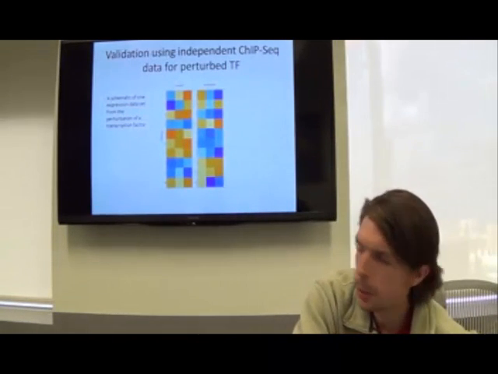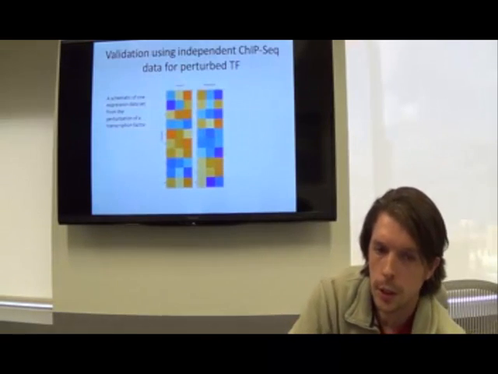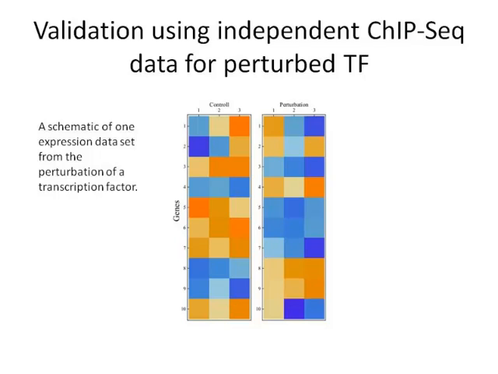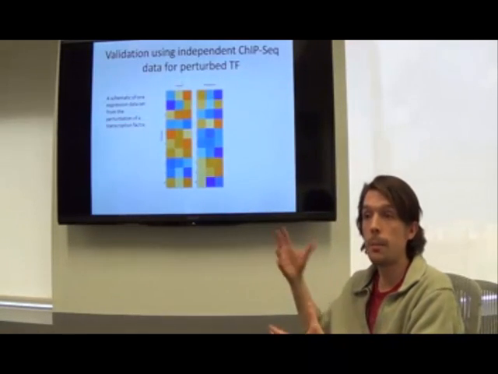So the approach that we took to this was to use differential expression data. We've got gene expression data from a control situation and a perturbation of a single transcription factor. So for example, a knockout of one transcription factor. And then we're going to examine the differential expression. So now we still don't know the right answer, but we can get a clue to what the answer might be using an independent data set.